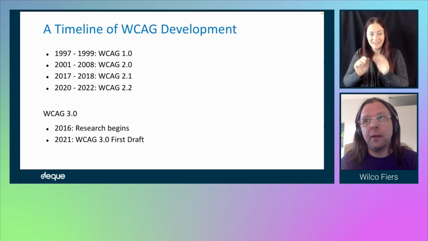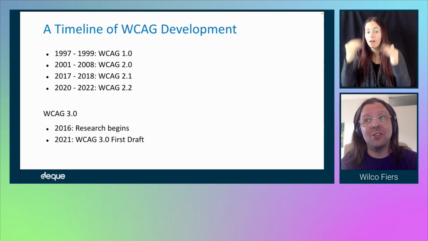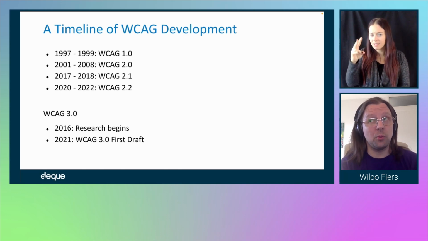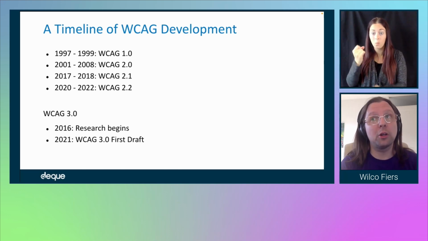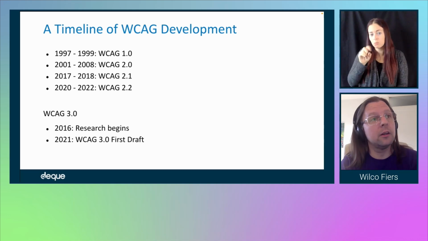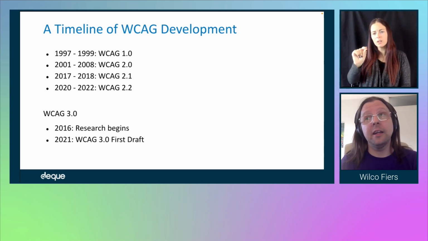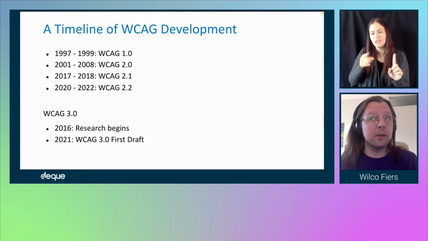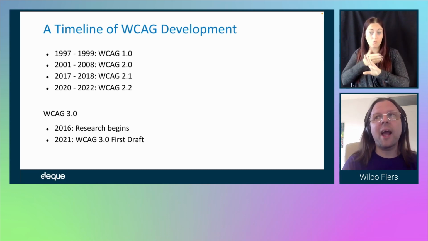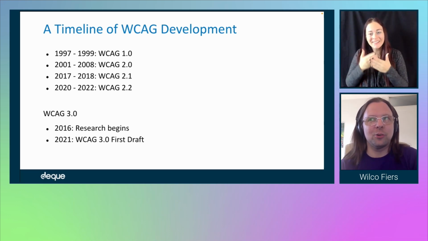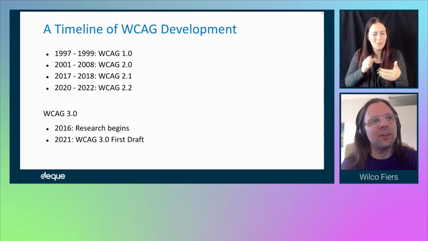WCAG 2.1 then started development in 2017. It was completed in 2018, so that's a 1-year turnaround. And then for WCAG 2.2, which we're currently working on, that work started in 2020, and it is expected to be completed before the end of the year. We don't have a date yet. We were hoping to have it done sooner, but we're making good progress, and it will almost certainly be done before the end of the year.